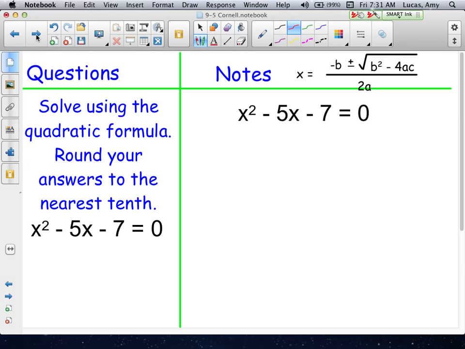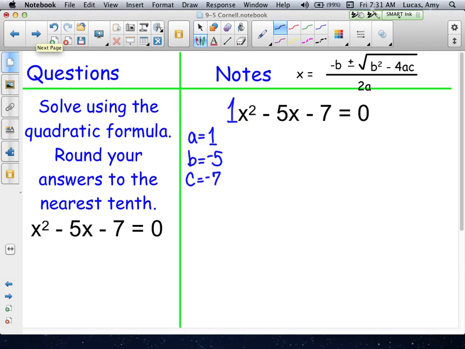Okay, now we are going to start using the quadratic formula. It says to round our answers to the nearest tenth. So if needed, we will do that. Please remember that if there's not a coefficient in front of x squared, a equals 1. That would represent 1x squared. B in this quadratic is -5, and c is -7.